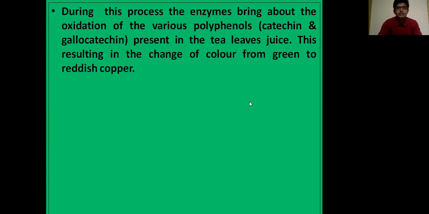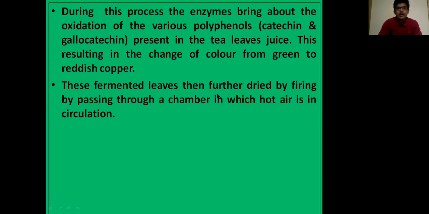Next, during this process, enzymes bring about the oxidation of the various polyphenols, catechin and gallocatechin, present in the leaf juice. This results in a change in color from green to reddish copper. We know the original color of the Camellia sinensis tree leaf is green. Due to the fermentation process, the polyphenols undergo oxidation, and because of this, the change in color from green to reddish copper is observed.